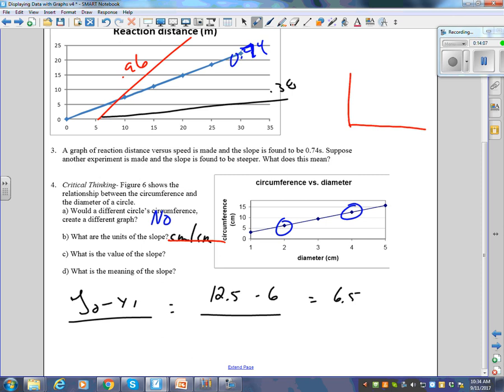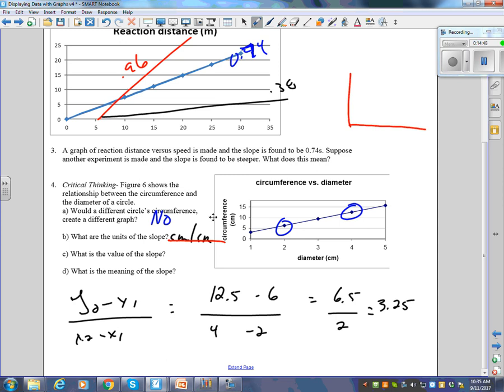And now this is going to be x2 minus x1, and I need to do the calibration thing here. That's going to be 4 minus 2, which is 2. And 6.5 divided by 2 is 3.25. 3.25 what? No, there are no units for the slope, remember? We established that back in B. Just 3.25. A lot of things do have a unit, but some don't. Okay, so that's the value of the slope, 3.25.